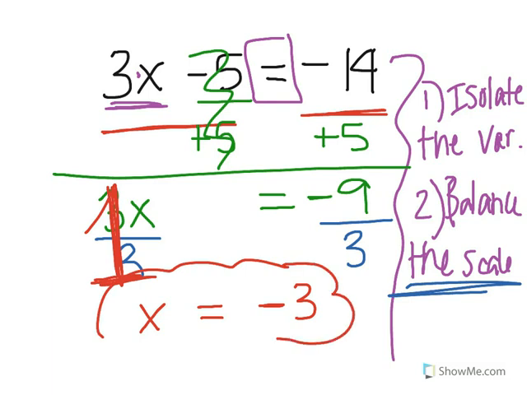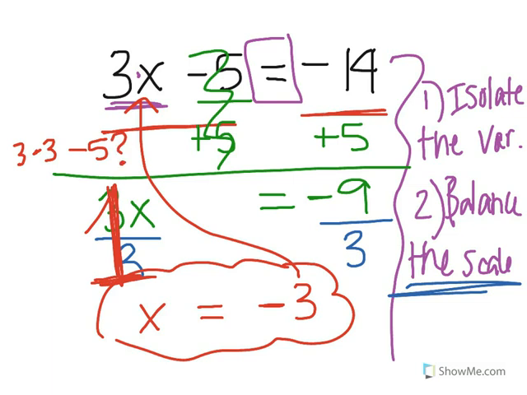So in this case, x is equal to negative 3, which means that if I go back up, I can check my work by putting this negative 3 in for x, substituting x with negative 3. If I check that, I've got 3 times negative 3 minus 5. Does that equal negative 14? Well, 3 times negative 3 is negative 9, and negative 9 minus 5 is negative 14.